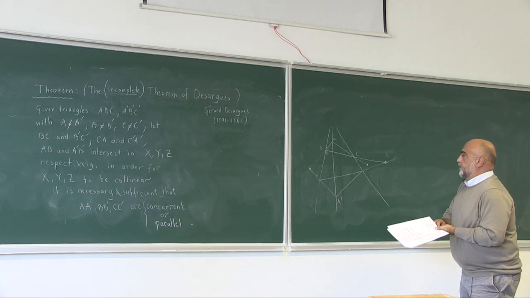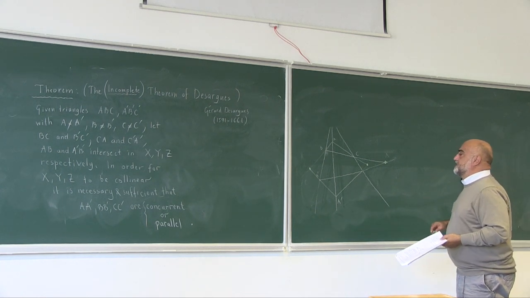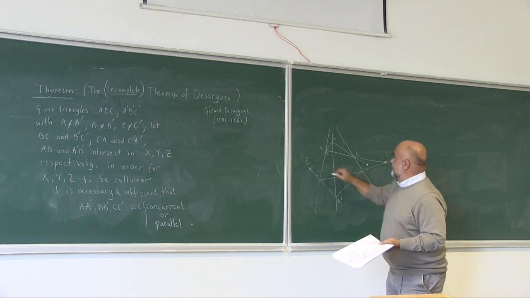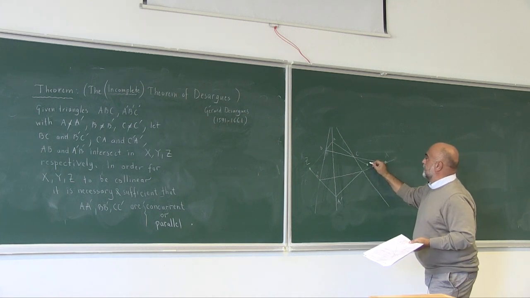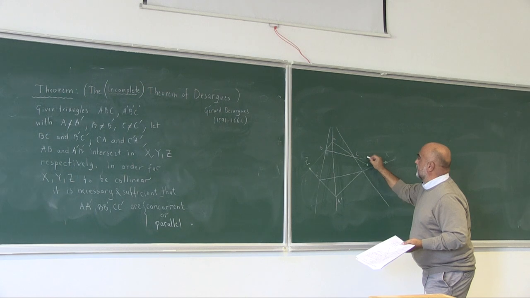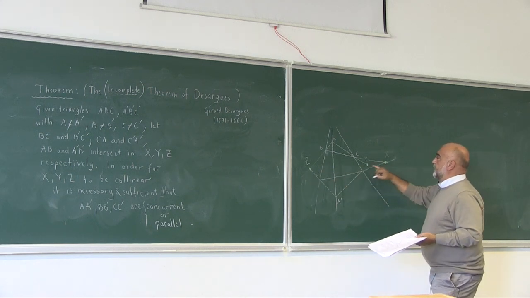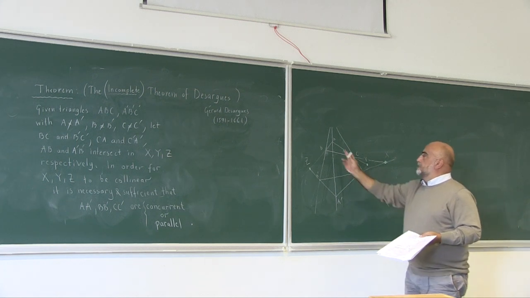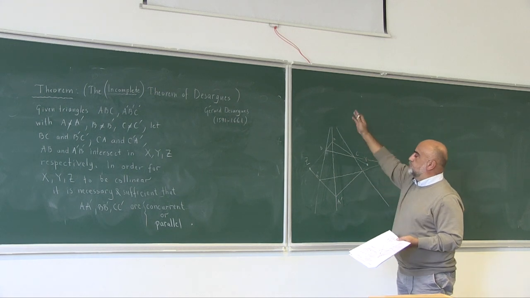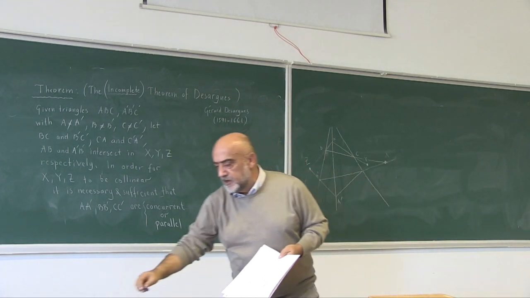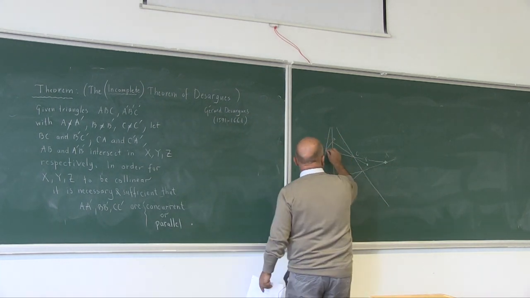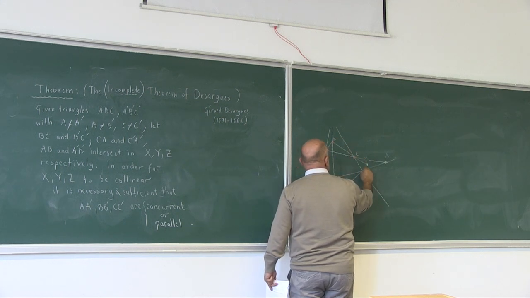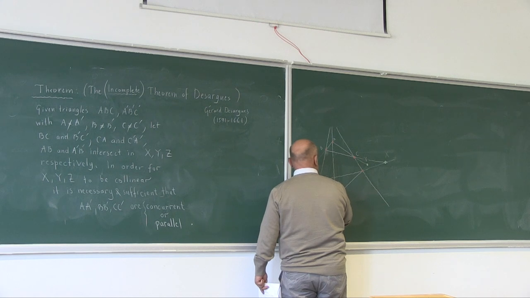Well, the theorem simply says that in order for these three points, X, Y, and Z to lie on the same line, it's necessary and sufficient that BB prime, AA prime, CC prime should be concurrent, or possibly they should be parallel. The three lines should be parallel to one another. Now, we have already mentioned this kind of situation.